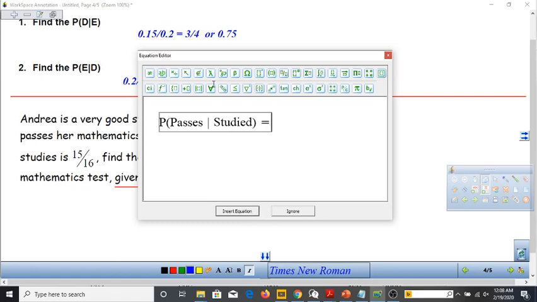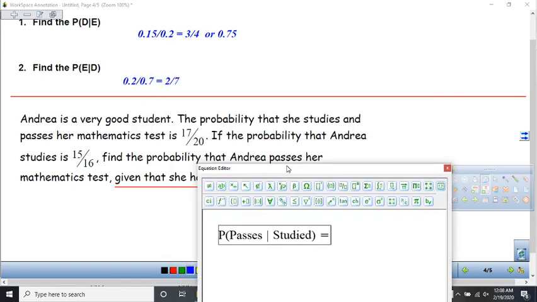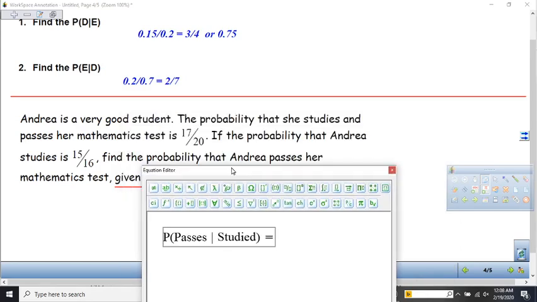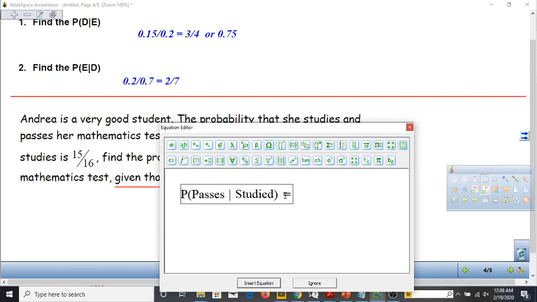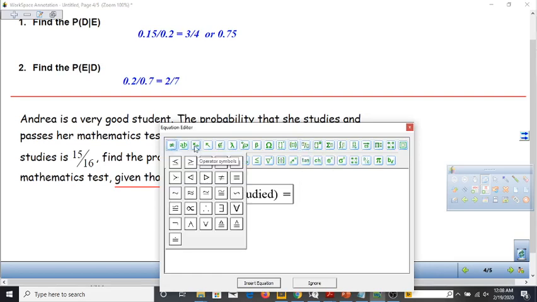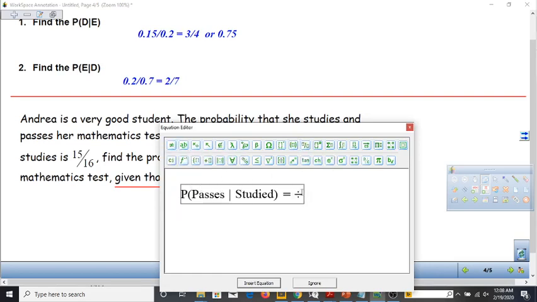Now, how do we set this up? We need to have a denominator. The denominator would be what comes after the given that. So what's the probability that she studied? If the probability that Andrea studies is 15 over 16, then that's what I'm dividing by. So I'm going to be dividing, and what I'm going to do is use the division symbol. Let's find it over here. The division, we're going to be dividing by the fraction 15 over 16. So let's divide by 15 over 16.